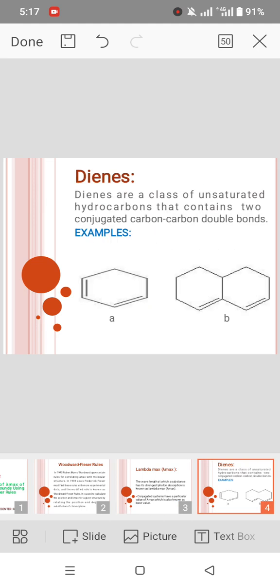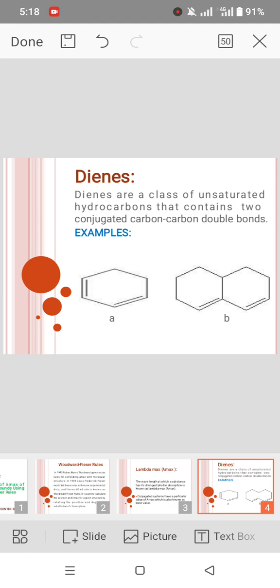In this lecture we will focus on diene compounds, as I already mentioned in the first part of the presentation. We will only discuss the diene compounds. So, what type of compounds are called diene compounds? Dienes are the class of unsaturated hydrocarbons that contain two conjugated carbon-carbon double bonds. You can see in the examples.